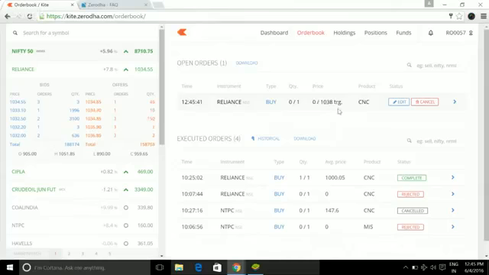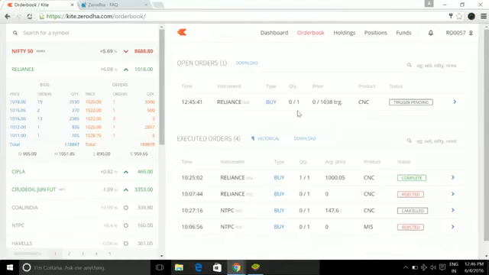So what this means is only if Reliance stock goes above 1038 will this order get executed, right? It won't get executed now, right? Because if you place an order right now at 1038, since you're trying to buy above the current market price, all these orders become market orders, right?